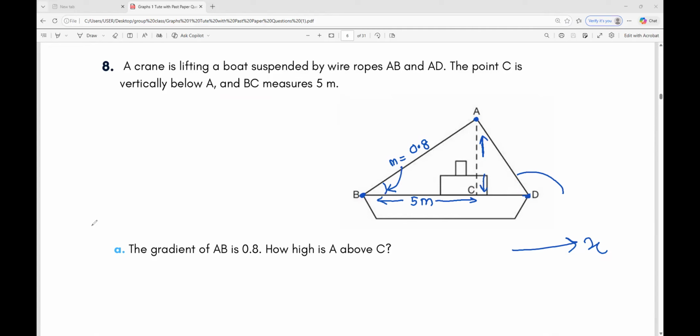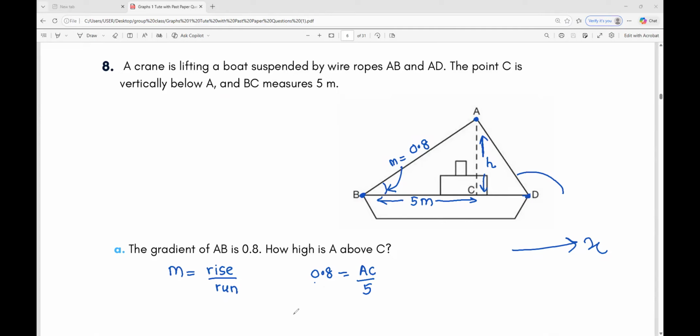How high is A above C? Find this height. So, without using that x1, y1 thing, we can go for rise over run. Gradient is equal to rise over run. Gradient is 0.8. Rise means the height AC. Run is 5. Then find what AC is.